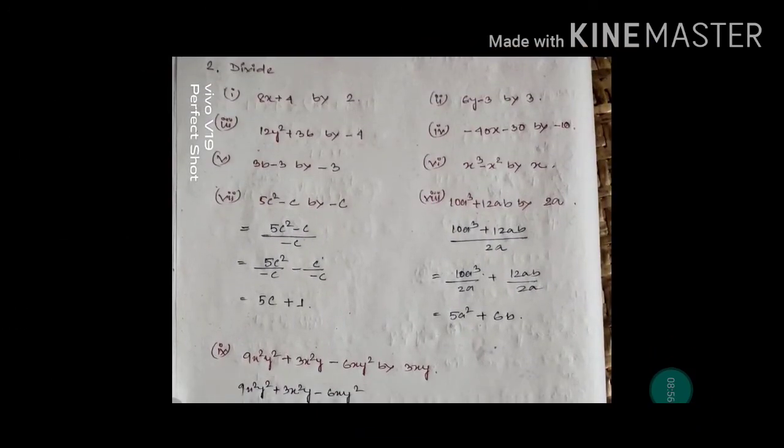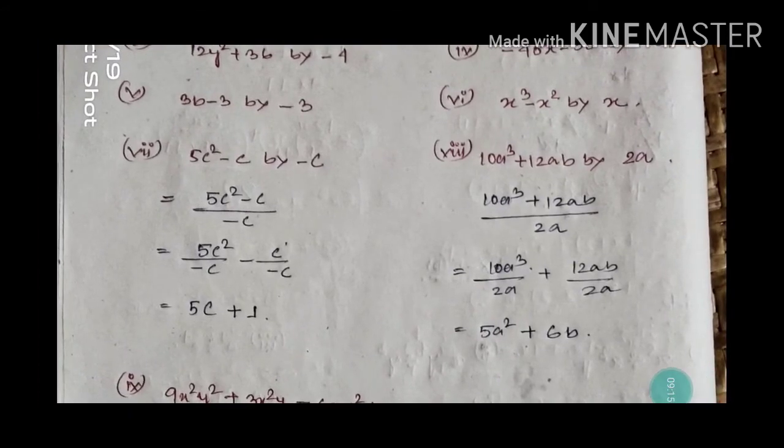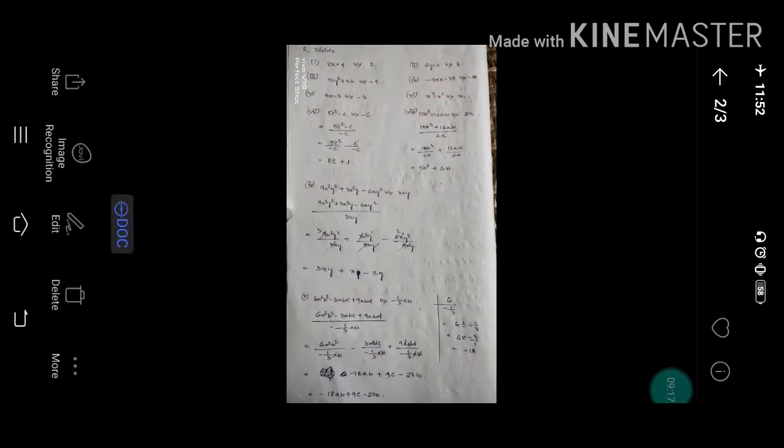Now see question number 2. Divide 8x plus 4 by 2. Here also, see the denominator, what is the divisor: all the divisors here are monomial, that means one term. So simply you can split the numerator by the denominator. So I will discuss question number 8, once we check question number 8.